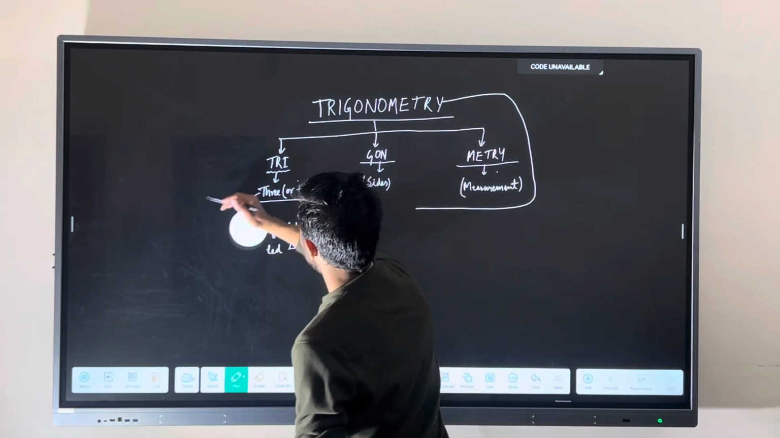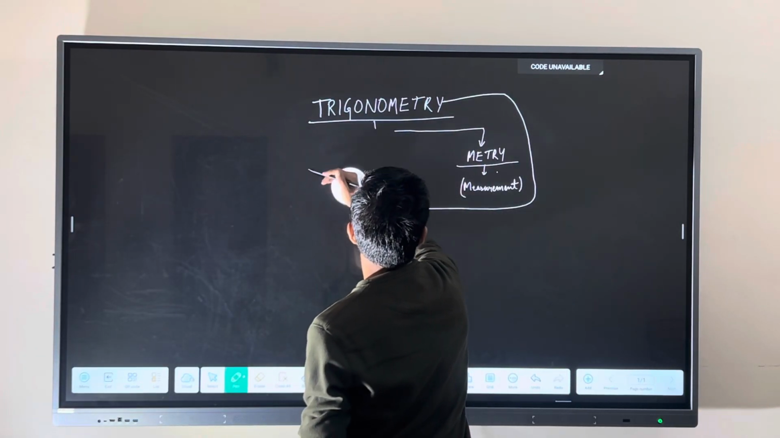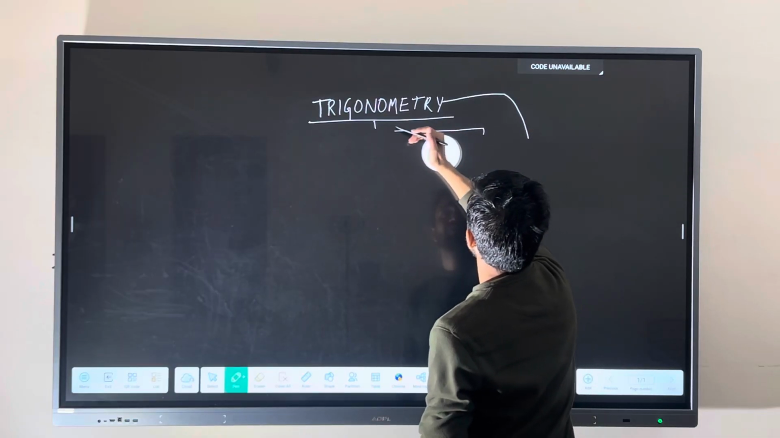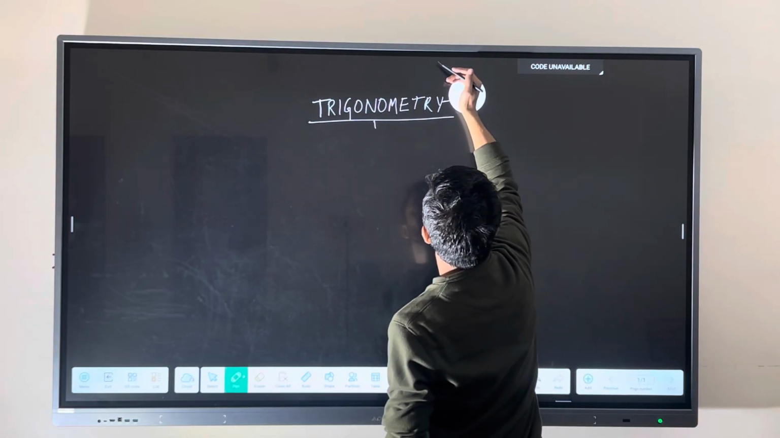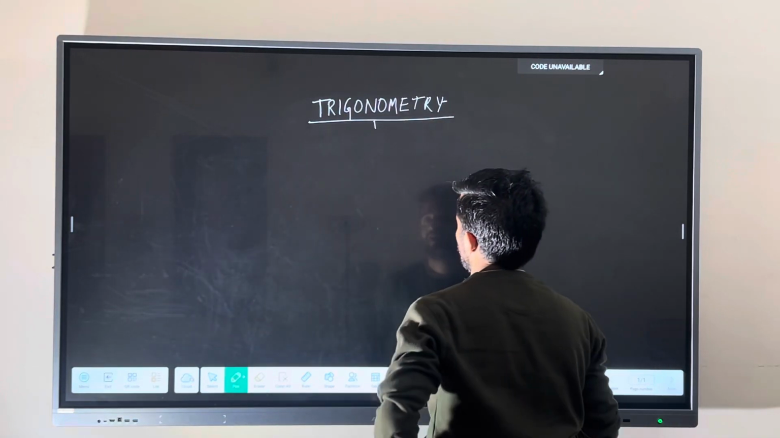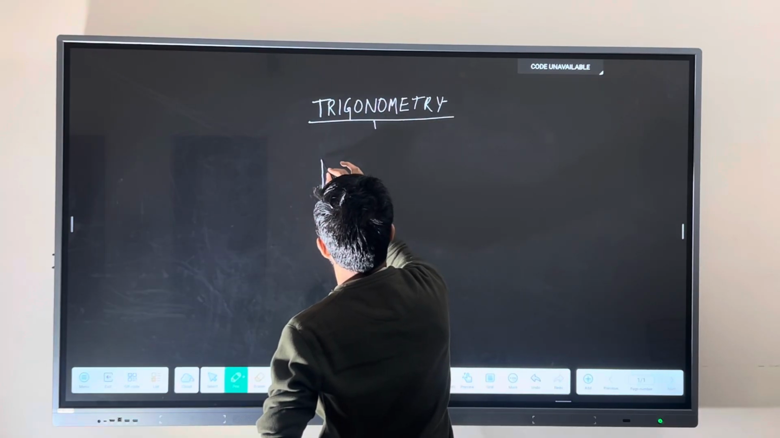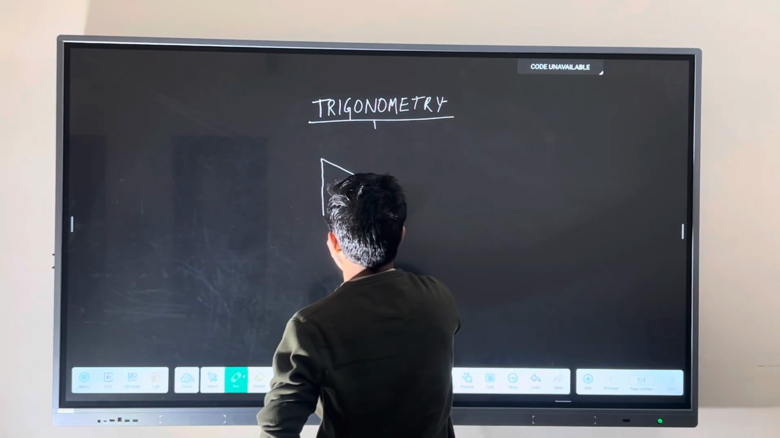Before discussing more about trigonometry, we should know some basic things about the right angle triangle, because in this section of trigonometry we are going to deal with the right angle triangle. So we know that, like this.